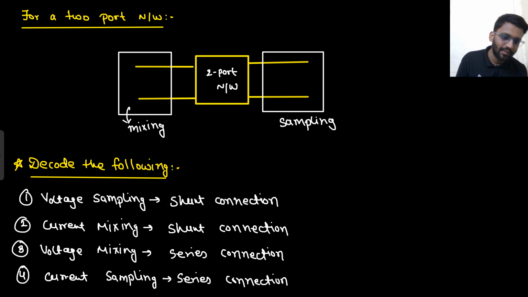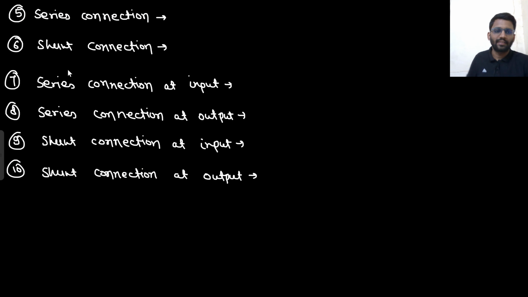Now, series connection. If I am saying series connection, what do you understand by series connection? There are 4 things: voltage mixing, voltage sampling, current mixing, or current sampling. In series connection, 2 things will be happening. So in series connection, what happens? Current is being sampled and voltage is mixed.